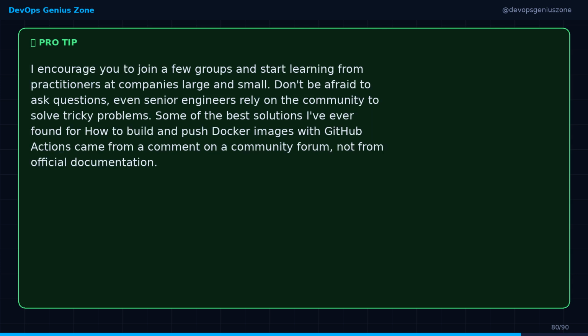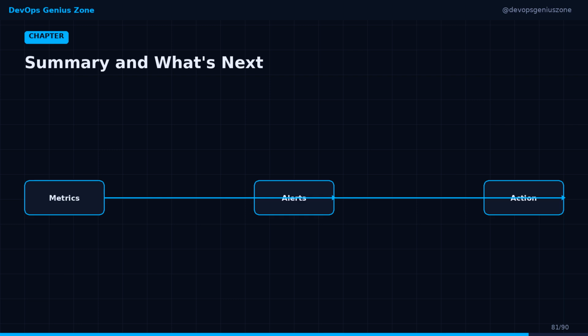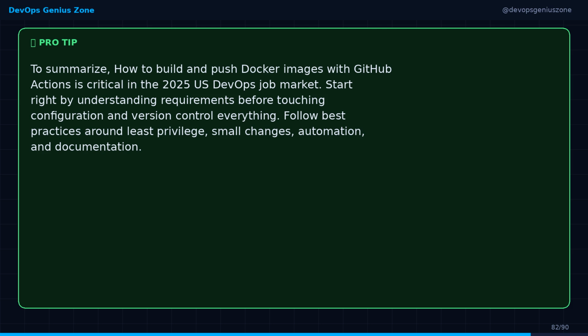The community around how to build and push Docker images with GitHub Actions is one of the most active in tech. There are dedicated Slack workspaces, Discord servers, local meetups, and global conferences like KubeCon, re:Invent, and HashiConf. The DevOps community in the US is incredibly welcoming and always willing to help newcomers. I encourage you to join a few groups and start learning from practitioners at companies large and small. Don't be afraid to ask questions. Even senior engineers rely on the community to solve tricky problems.